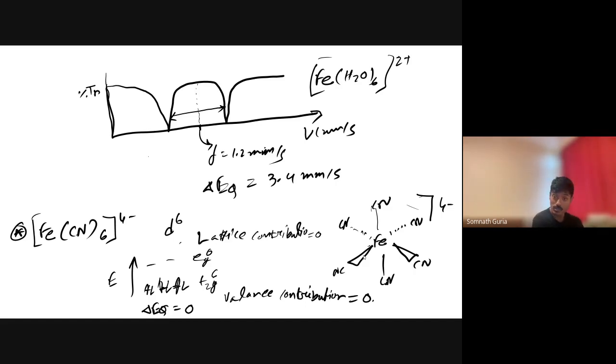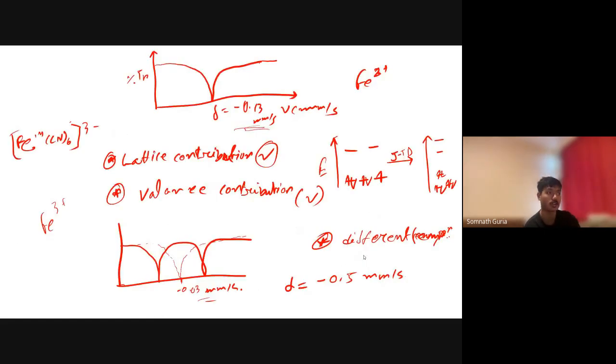On the other hand, for hexacyanoferrous, the lattice contribution is 0 because all the cyanide is homogeneously distributed in the octahedral geometry. We get the delta EQ value equal to 0, and we get only one line. There the delta value we got is minus 0.13 millimeter per second.